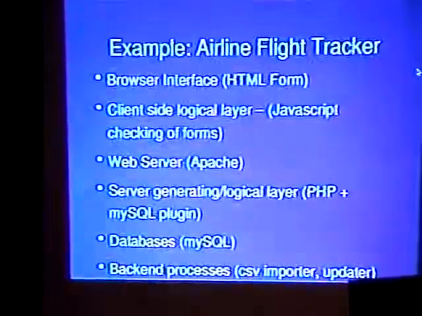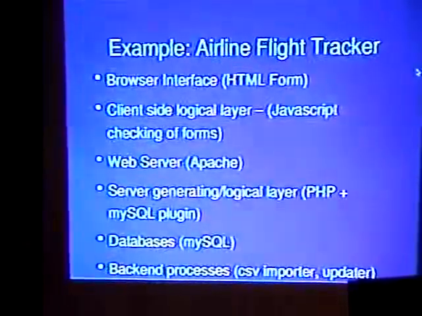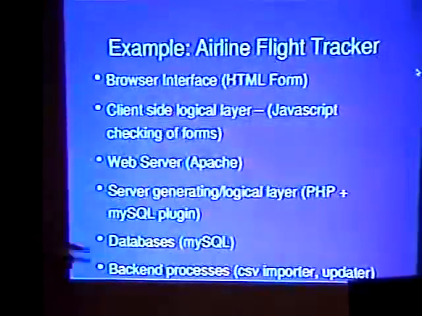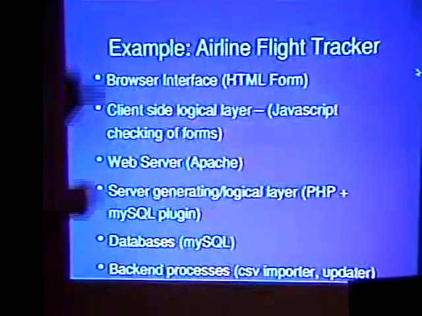If it's more than 4 digits, or it's got some letters, this is not a Delta flight number. They've got a web server, they've got a PHP script with MySQL, they're accessing MySQL, and then they also have some back-end process that's importing comma-separated values, maybe flight information, maybe reservation information, and they have some type of updater. So just to break that down.